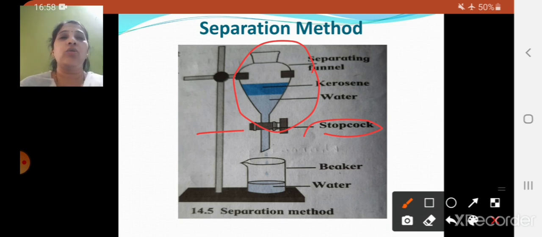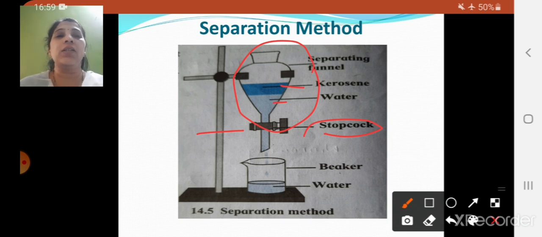After some time, what do you see? You will see in the separating funnel there are two layers. One is of kerosene and the other is of water. So water will get collected below, and kerosene will float on this water, because water is heavier than kerosene. So water is heavier, so it will be at the bottom, and kerosene is lighter, so it will float on the water. Two separate layers you will see, right?